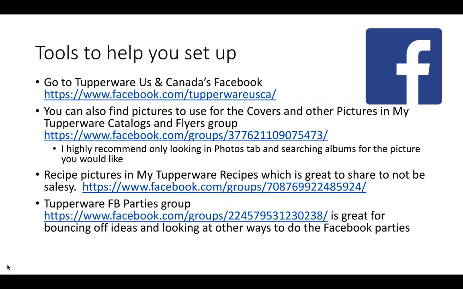You can find pictures in the My Tupperware Catalogs and Flyers group. And I would highly recommend just clicking on the Photos tab. She has everything organized by albums so that you're able to look for the pictures that you like there. Sharing recipes during these parties is also a wonderful tool to do, because that way it helps you to not be salesy. The My Tupperware Recipes group is really a great resource for that. And then there's a relatively new resource group called Tupperware Facebook Parties group. That is really great for bouncing off ideas and other ways to look and do Facebook parties.